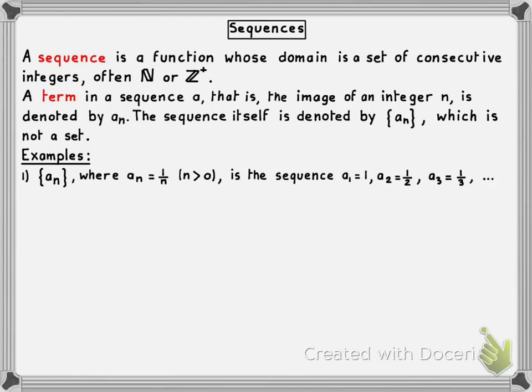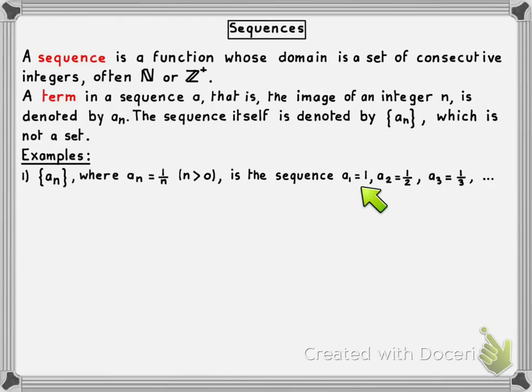So the first sequence is the sequence A sub n, where A sub n is defined as 1 over n. And notice here it tells you the domain is the set of positive integers, since we don't include 0. So what does that mean? Every time you want to know the nth term of the sequence, you just plug in the value of n in this formula here.